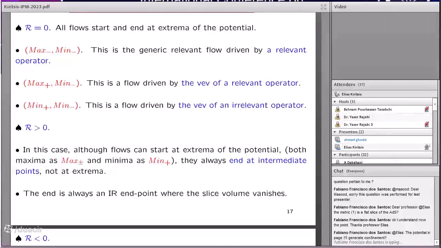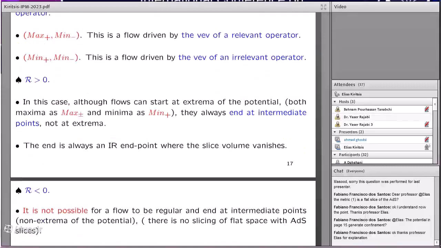Okay, let me move on. Suppose now that you have quantum field theories on manifolds with positive curvature, like spheres, for example. In that case, although the flows can start at the extreme of the potential, and therefore all of these 3 endpoints which correspond to UV fixed points work, they cannot end at min minus. However, they can end at any other point of the potential they want in a regular way.